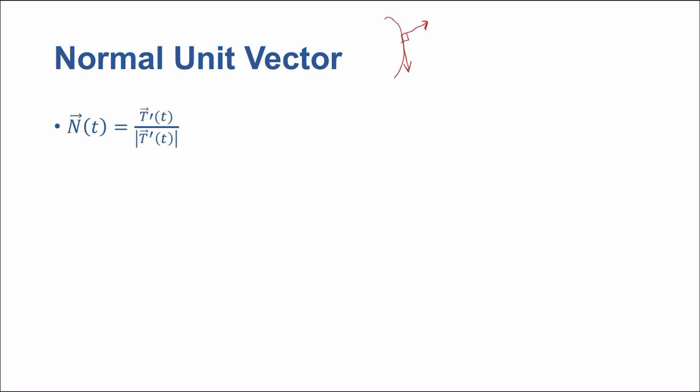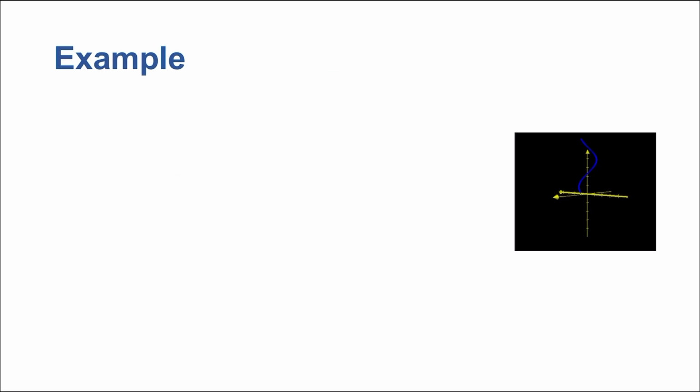So we define the normal unit vector as the derivative of the unit tangent vector over the magnitude of the derivative of the unit tangent vector. We can also define the binormal vector, or the binormal unit vector, as being the unit tangent vector crossed with the unit normal vector. My gosh, there's a lot of words here. Anyways, let's try an example with this one too.